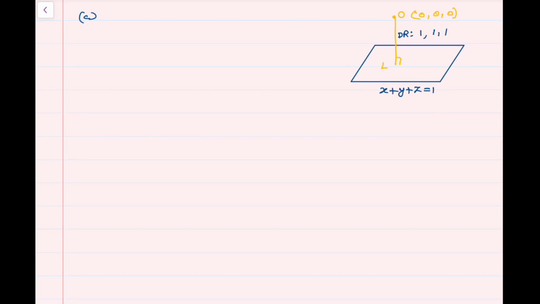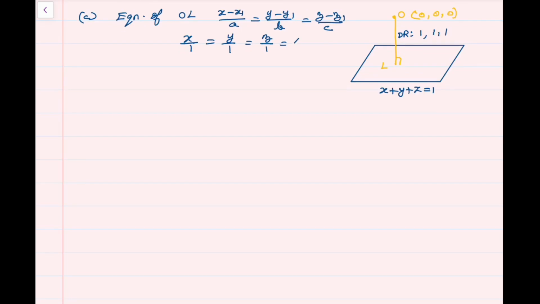Now, we will write the equation of the line OL. Let us write the formula. (x minus x1) divided by A equal to (y minus y1) divided by B equal to (z minus z1) divided by C. x1, y1, z1 is the origin 0, 0, 0 and A, B, C are the direction ratios of the normal, which are 1, 1, 1. Let us substitute. (x minus 0) by 1 equal to y by 1 equal to z by 1. Let us take it as equal to lambda.